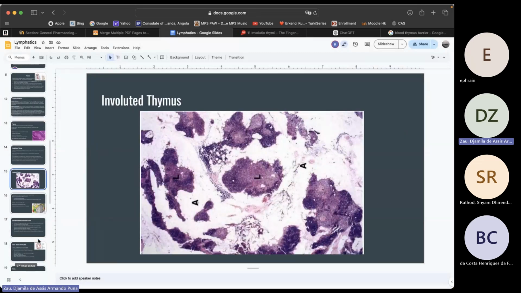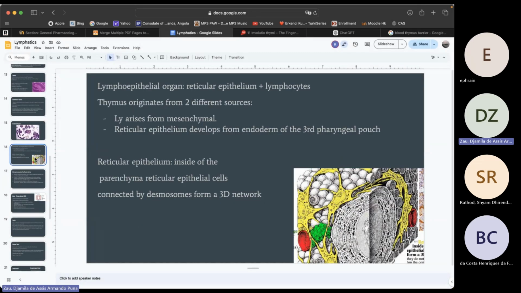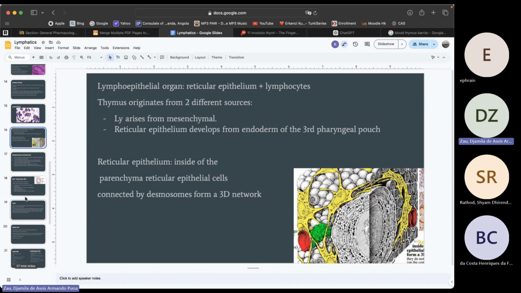So yes, this is how it looks. And then just some extra information. We're almost done. Know that the thymus is a lymphoepithelial organ. It means that it's composed of lymphocytes, lympho, and reticular epithelium. You haven't done embryology yet, but know that the thymus originates from two sources.